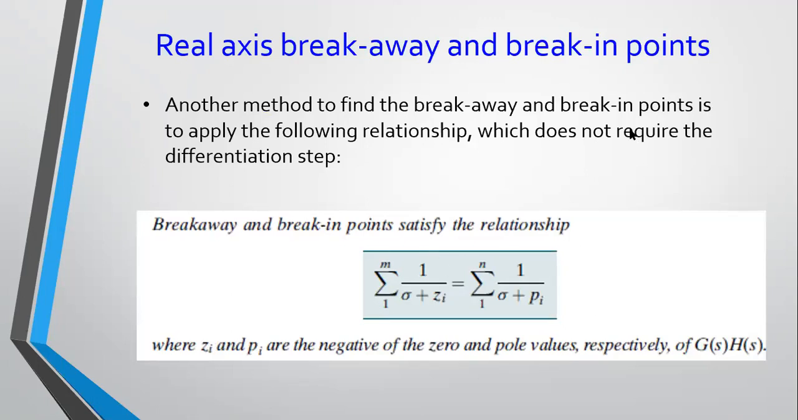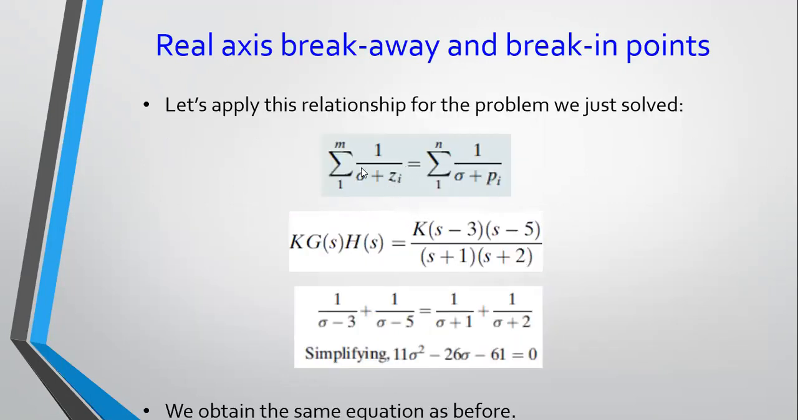So we actually are avoiding this differentiation step. If you apply it on the example we just looked at, so this is again the relationship you're using now to find the breakaway and breaking points. So this now is your open loop transfer function. So what this part is saying is the sum of 1 over sigma of all the negative values of your zeros. So it's 1 over sigma minus 3 plus 1 over sigma minus 5 is equal to, now on the right hand side, the same thing for your poles. So your poles are at minus 1, so minus of minus 1, so it's 1 over sigma plus 1 plus 1 over sigma plus 2.